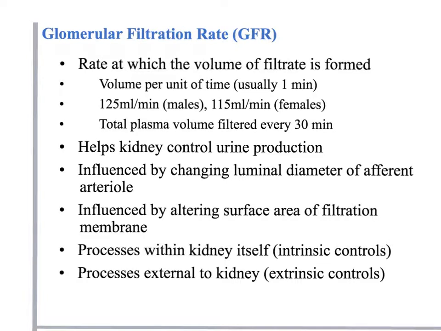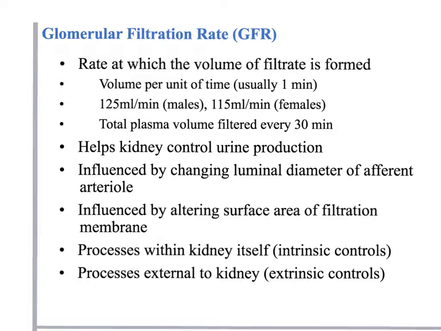So 125 mils per minute in 30 minutes, that would be what? 3 liters, right? Over 3 liters of filtrate that's produced. You'd have to be going to the bathroom every 30 minutes to get rid of that, probably every 10 minutes. The bladder is moderately full at about 750 mils. With 3 liters of stuff in there, you might as well just catheterize yourself. So that gives you an idea about the reabsorption that occurs after this.